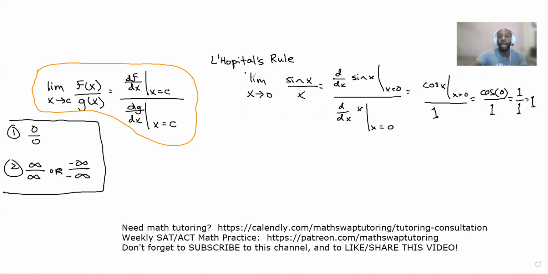So let's call this example number 1. You see a much cleaner, faster way to see that the limit as x approaches 0 of sine x over x is equal to 1. Let's do a second example.